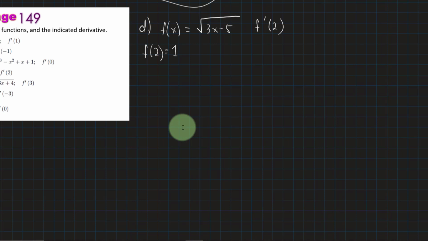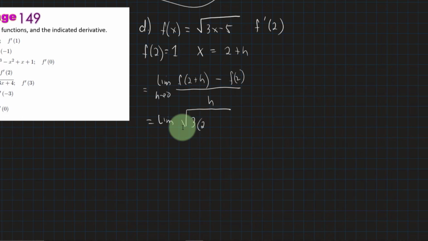So, therefore, our f of 2 is equal to 1. And then, lahat naman ng x papalitan natin ng 2 plus h. So, ang formula natin is the limit of f of 2 plus h minus f of 2, all over h as h approaches 0. So, that will be the limit of, papalitan natin, the square root of 3 times 2 plus h minus 5, minus f of 2, which is 1, as h approaches 0. Okay? And then, all over h pala.